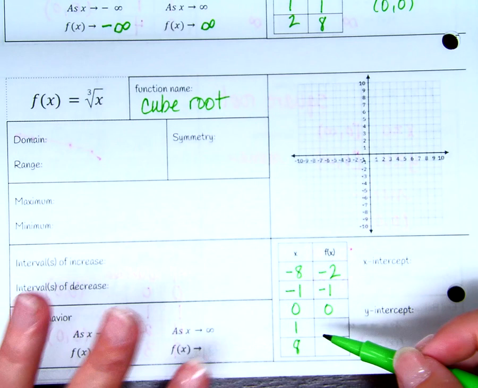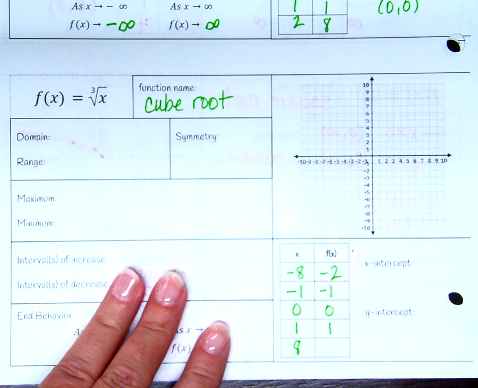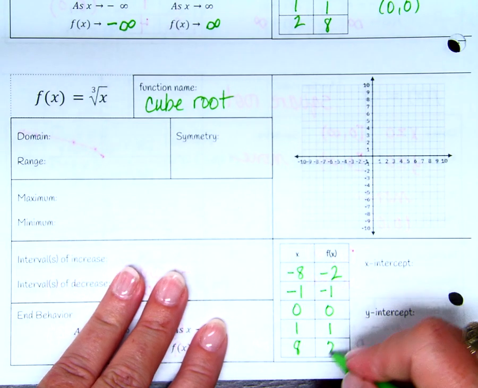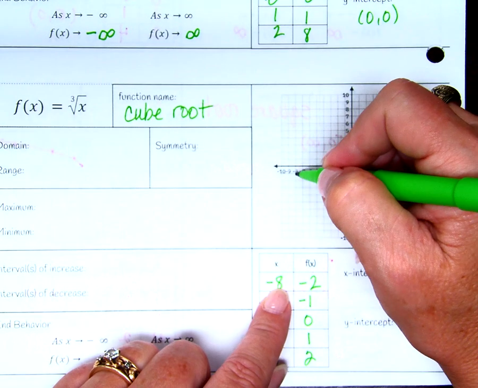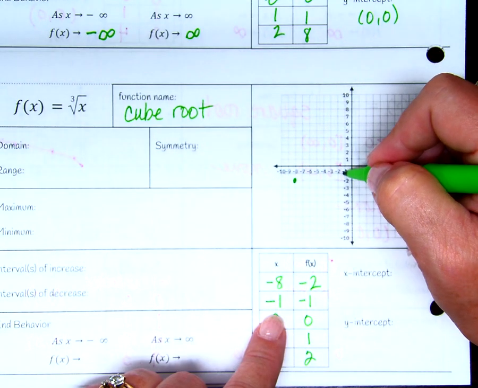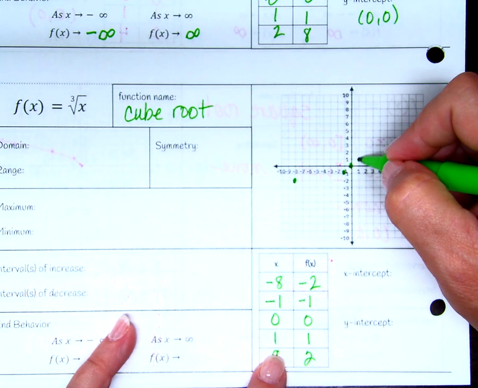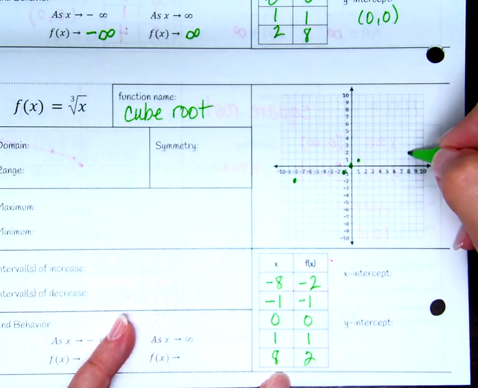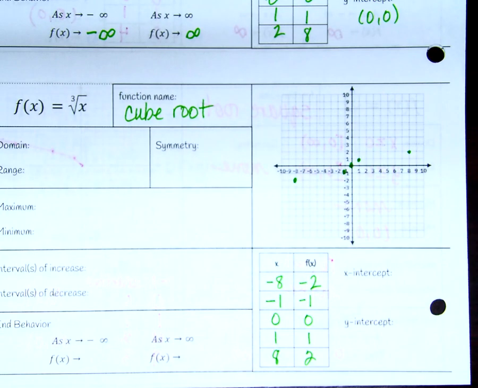So what times itself equals 1? And what times itself equals 8? 2. Now let's plot those points. -8, -2. -1, -1, 0, 0, 1, 1, and 8, 2. Do you have a good idea of what you think this graph looks like? Good.